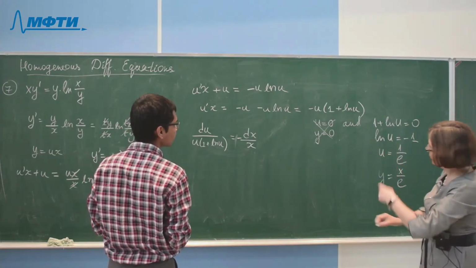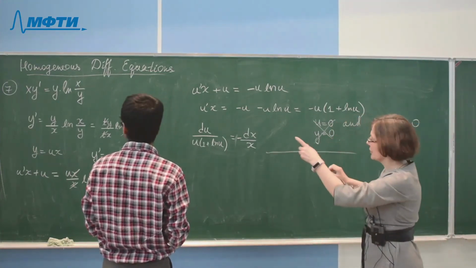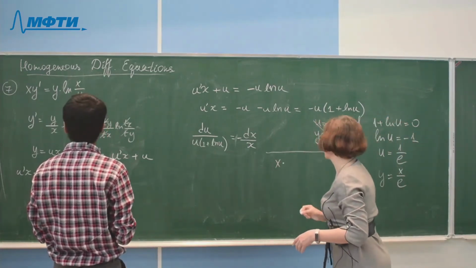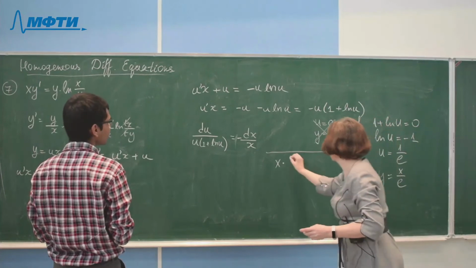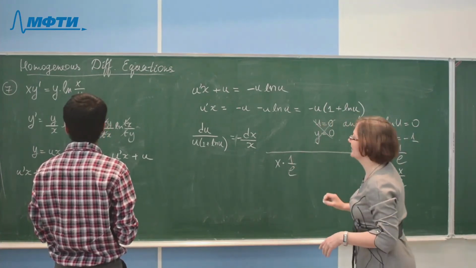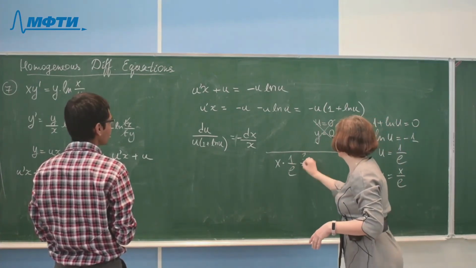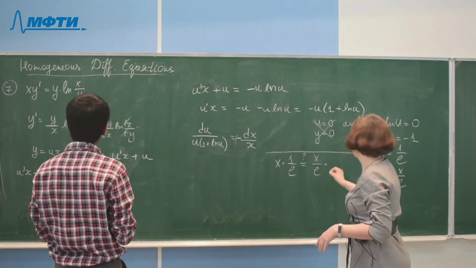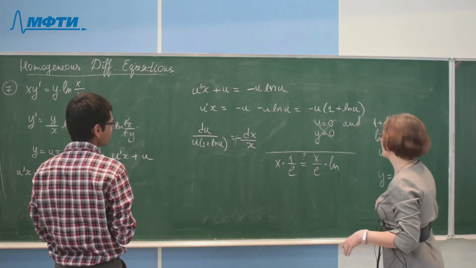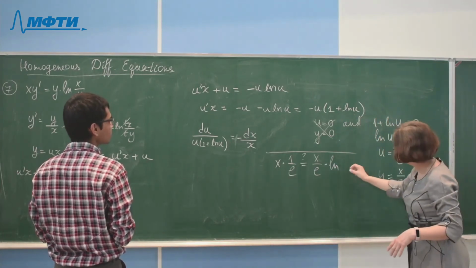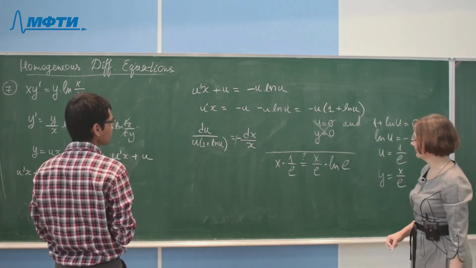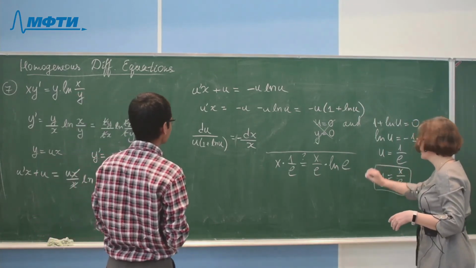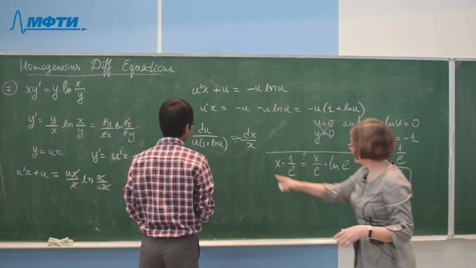So let's substitute it into the original equation. Let's check that x times y prime, where y prime is 1 over e, equals x over e times the logarithm of x over x, so it is 1. So it's true. So this is a particular solution, and we continue to solve this.